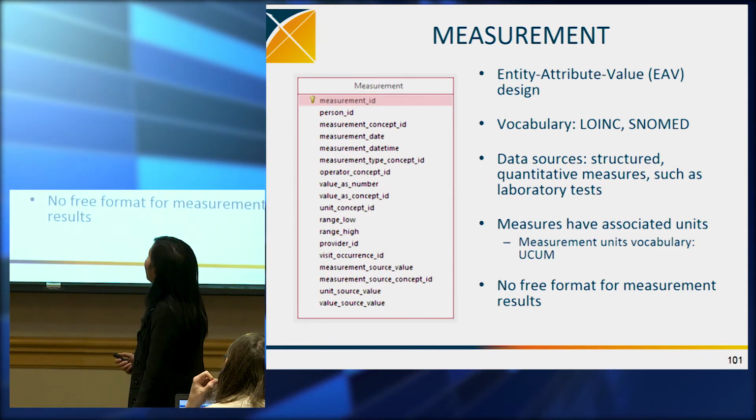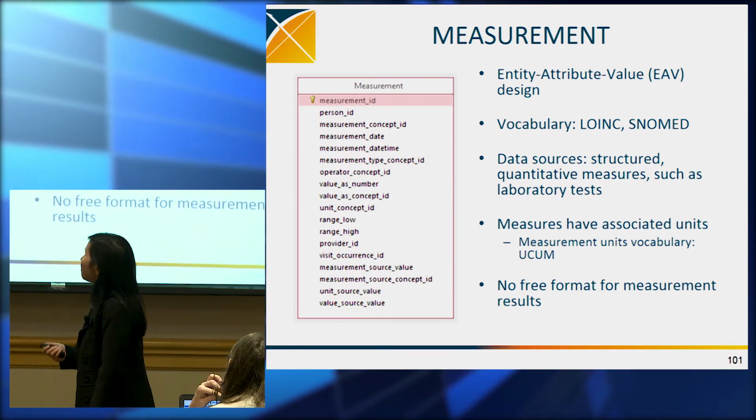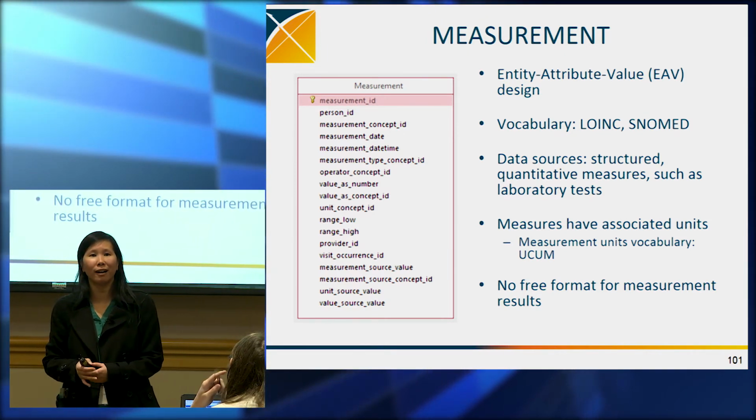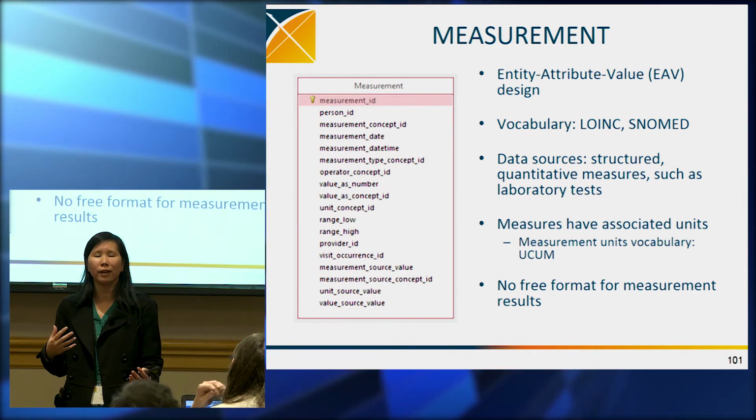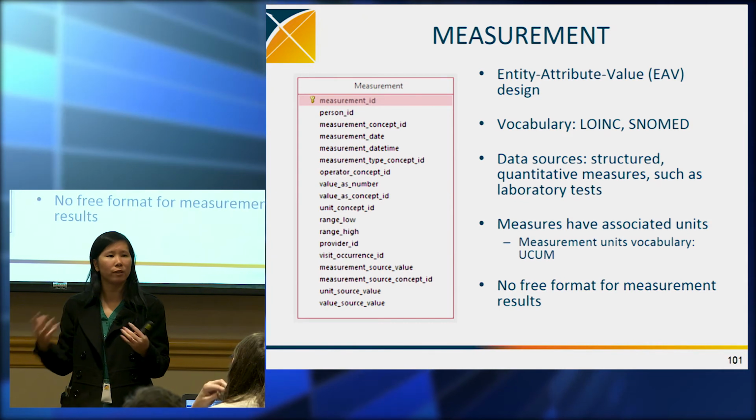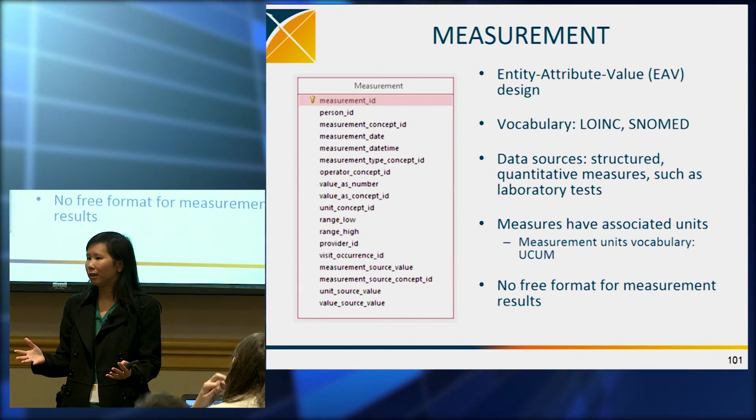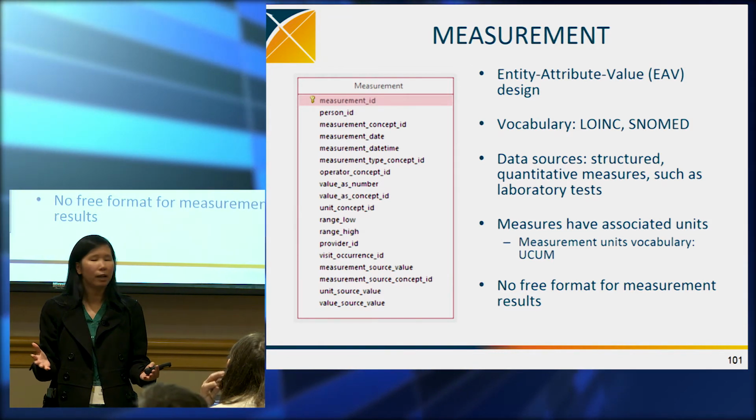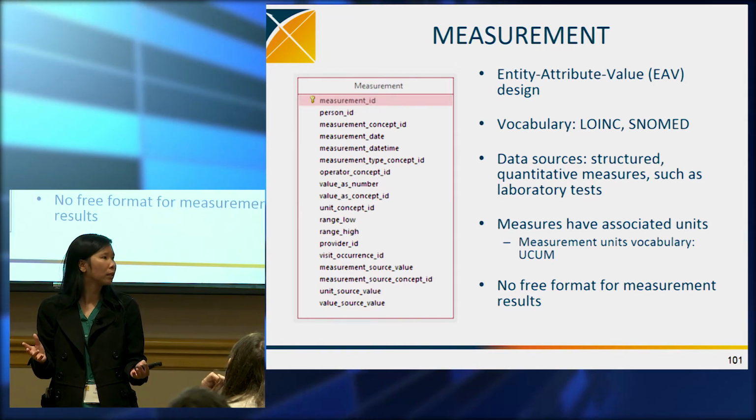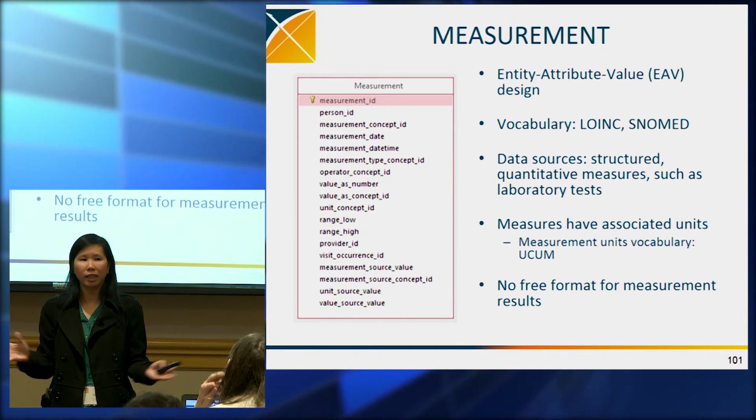Measurements. Measurements is where most analysts love this table, because if they can get all their measurements unified, it would be the best thing ever. Because you can now look at everyone's weight and height and not have to convert them to pounds and kilograms and inches and feet. ETL's worst nightmare.